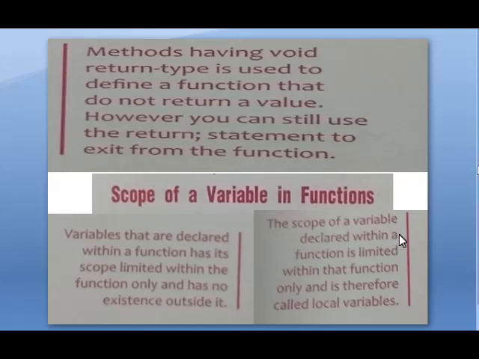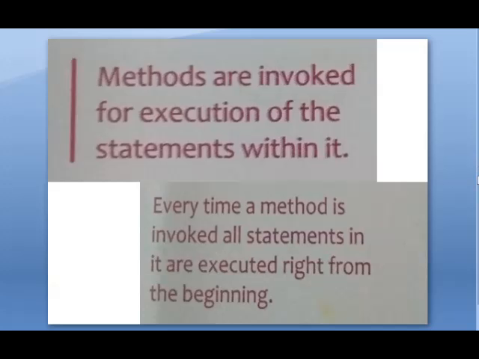The scope of a variable declared within a function is limited to that function only, therefore they are called local variables. Local variables means the variables that are used inside the function or inside the class. Variables that are declared within the function have scope limited within the function only and have no existence outside it. The next one is methods are invoked for execution of the statements within it.